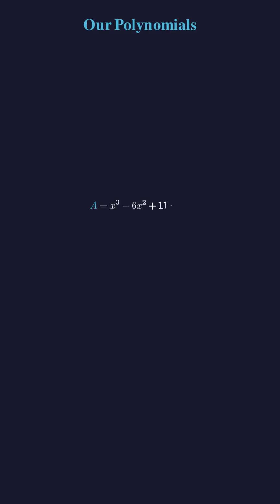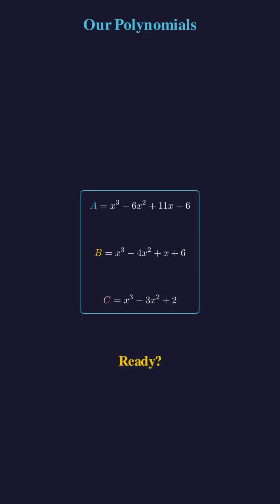A equals x^3 minus 6x squared plus 11x minus 6. B equals x^3 minus 4x squared plus x plus 6. And C equals x^3 minus 3x squared plus 2.